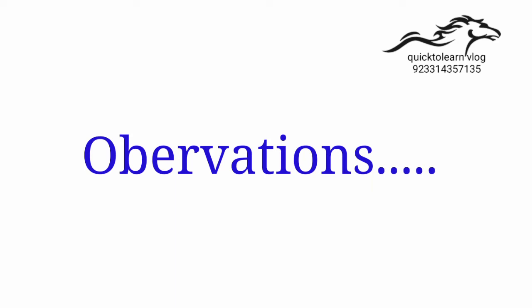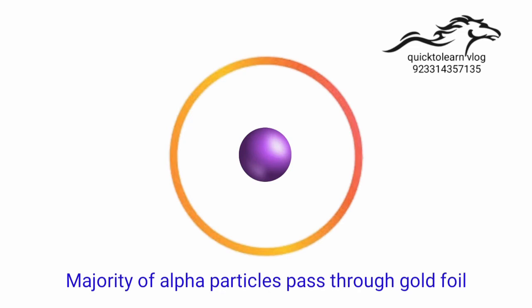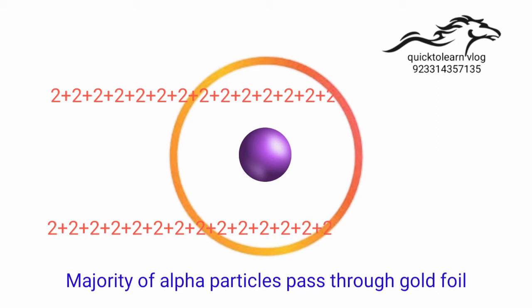Observations. What are the observations that were made by Rutherford in 1911? The majority of alpha particles pass through the gold foil undeflected. This was observation number 1.